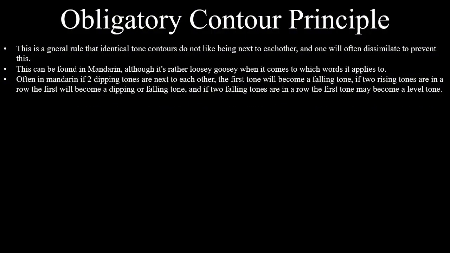The obligatory contour principle. This is essentially that repeated tone contours don't like being together, especially complicated ones. Mandarin Chinese has a lot of examples of this, although its sandhi isn't really strictly phonological, more so occurring on a phrase-by-phrase basis. In Mandarin, if two dipping tones are in a row, then the first one will often become a falling tone. If two rising tones are in a row, the first will often become a dipping or falling tone. And if two falling tones are in a row, the first may become a level tone.